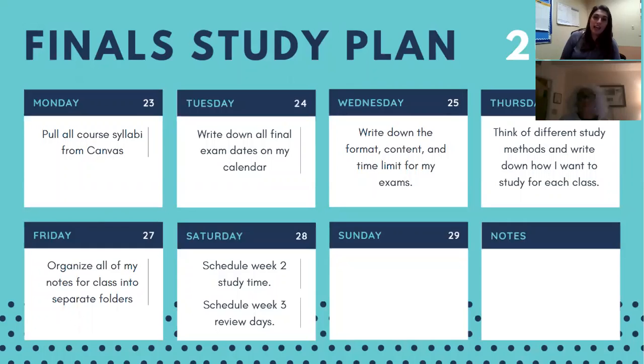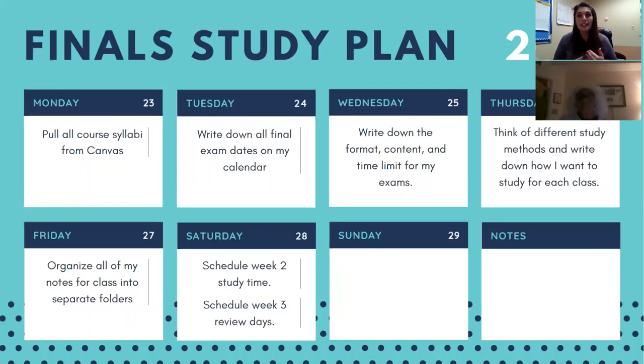You'll see that on Monday, I've selected the task of pulling all of my syllabi from Canvas and looking at the course objectives. That should take all of 5 to 10 minutes to complete. On Tuesday, writing down all of my final exam dates on my calendar. Once again, that shouldn't take very long, 5 to 10 minutes at max. On Wednesday, I'm going to write down the format, content, and the time limit for each of my exams. Once again, that should not take very long, but is going to help you out in the long run.